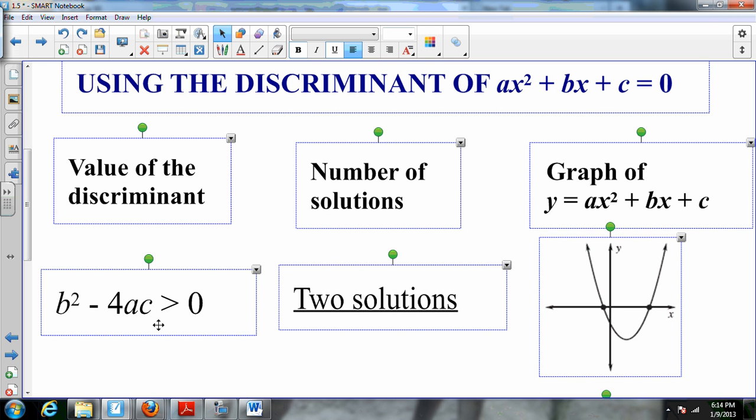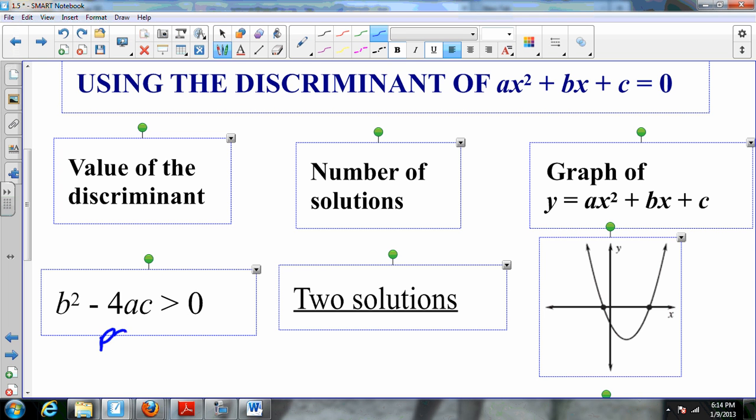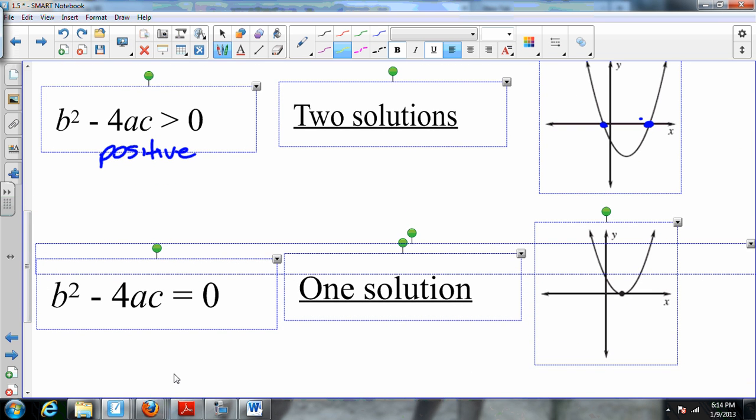So if b squared minus 4ac is greater than 0, that means it's positive. A positive number in the square root gives you 2 solutions. And graphically, it could be opening up, and it will hit the x-axis twice. If it equals 0, there's only one solution, and that means the vertex is the only point that's intersecting the x-axis.